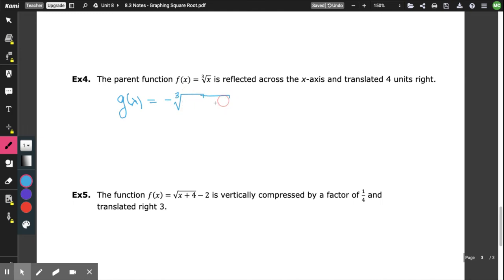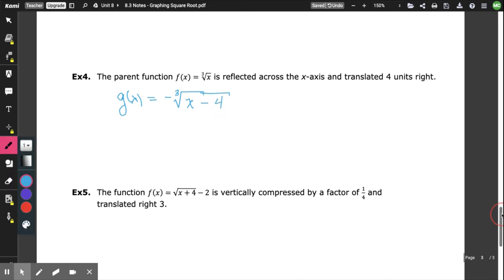I didn't make that long enough. And then to translate 4 units right inside the radical, we'll replace the x with x. Sorry, that was wrong. Minus 4. And that would be our new function for that one.